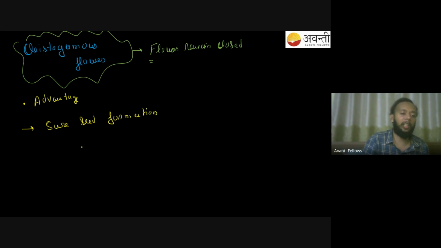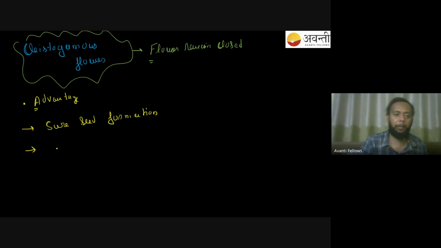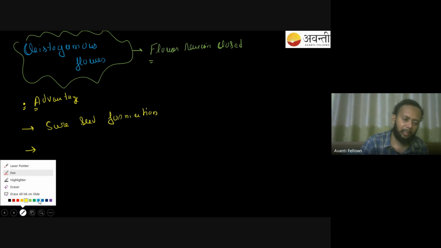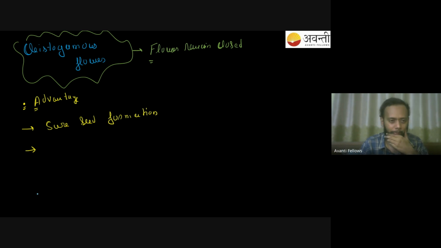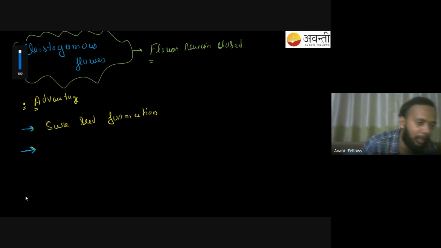Very true. Anything else? 100% autogamy. Yeah, that is going to be 100% autogamy. There is no chance of anything else happening. Okay. Anything else? Advantage? Protection. Protection from wind. और कुछ? Outer factors. Outer what? अच्छा, outer pollen grain.